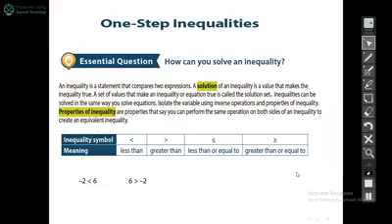Morning everyone. Today we are going to talk about one-step inequalities. So our essential question today: how can you solve an inequality? So what's the meaning of an inequality?